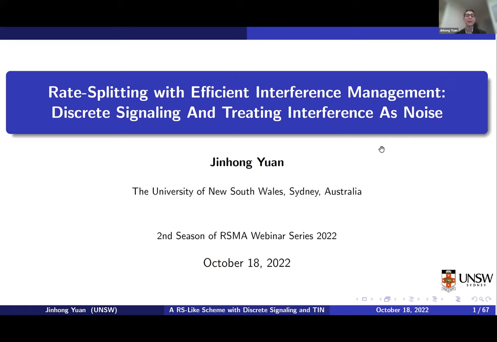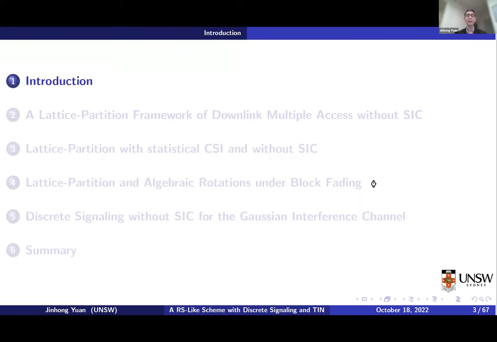So the work is a rate splitting scheme with efficient interference management. Particularly, we are going to talk about the discrete signaling and treating interference as noise for Gaussian broadcasting channel and interference channel. And let me go to the page.